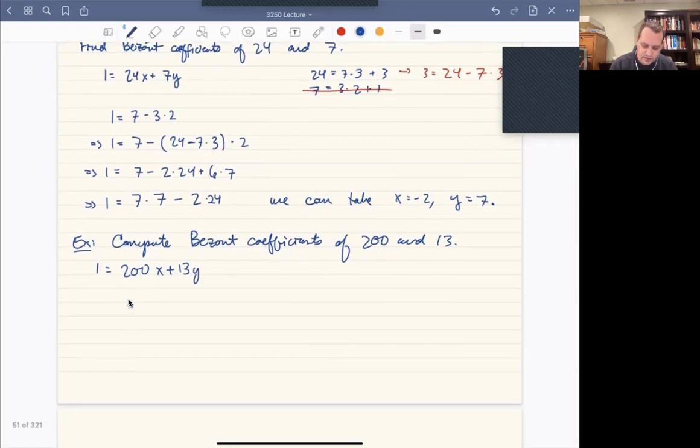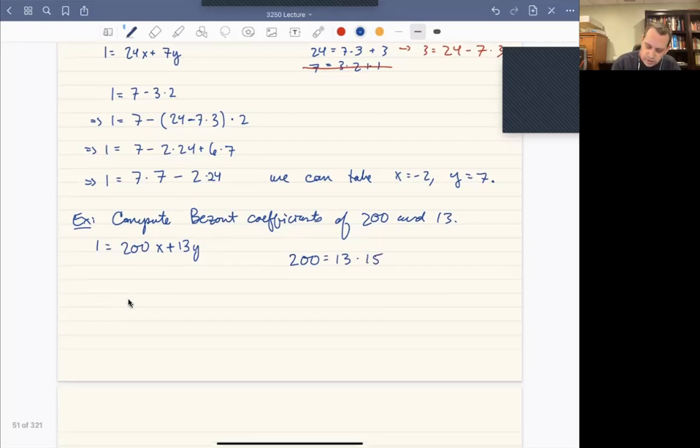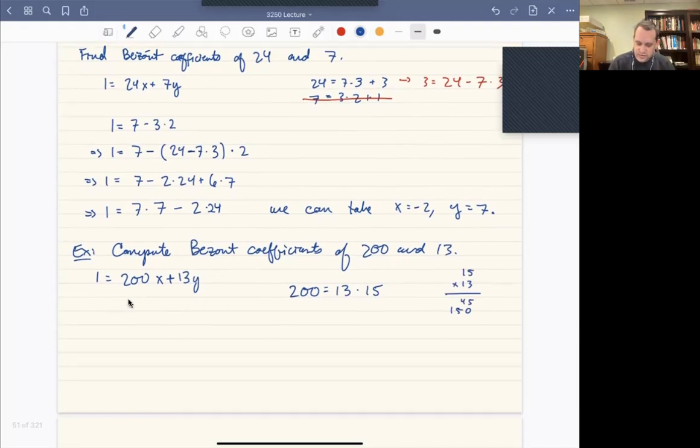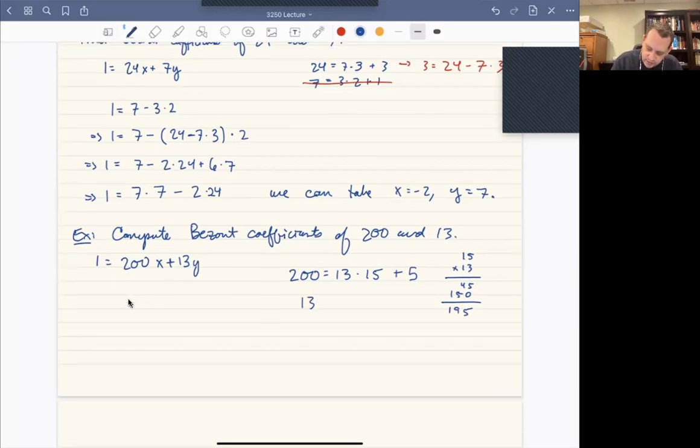So what I want to do is let's apply the division algorithm. So 200 is going to be 13 times, let's see, how many times does 13 go into 200? 13 times 13 is going to be 169. So that's 31, which means that I think 15 times 13 will go into 200. 13 times 15, you get the joy of multiplying. So we get 150 and 45, so that's 195. So 200 is 13 times 15 plus 5.